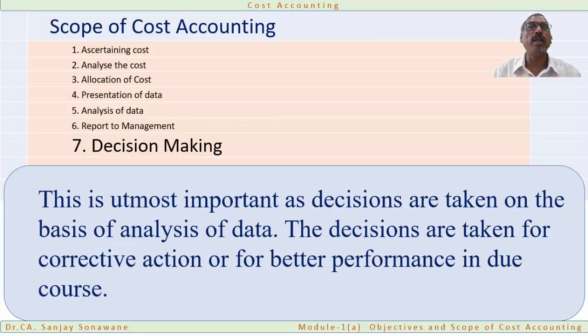Beyond this reporting, the next step is decision making. Now this is an utmost important decision. This is utmost important as decisions are taken on the basis of analysis of data. The decisions are taken for corrective actions or for better performance in due course. Once the management studies all those things, they can take certain decisions. And for what purpose are these decisions? For future actions. How to go ahead in future.